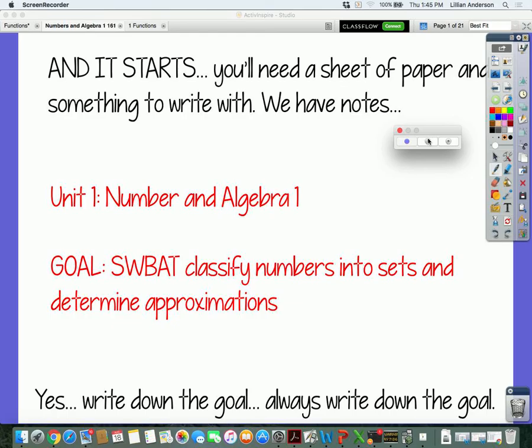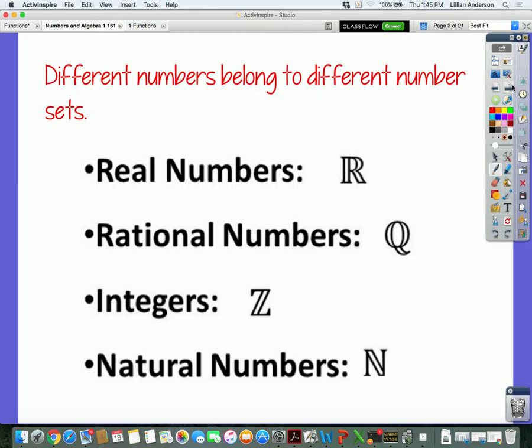So today you guys are going to be able to classify numbers into sets and determine approximations. Some of this will be familiar. I hope it's familiar. It should be. So if I just scared you with the whole test comment, as when I flip through, you're going to be like, oh, no. Okay, so let's start.